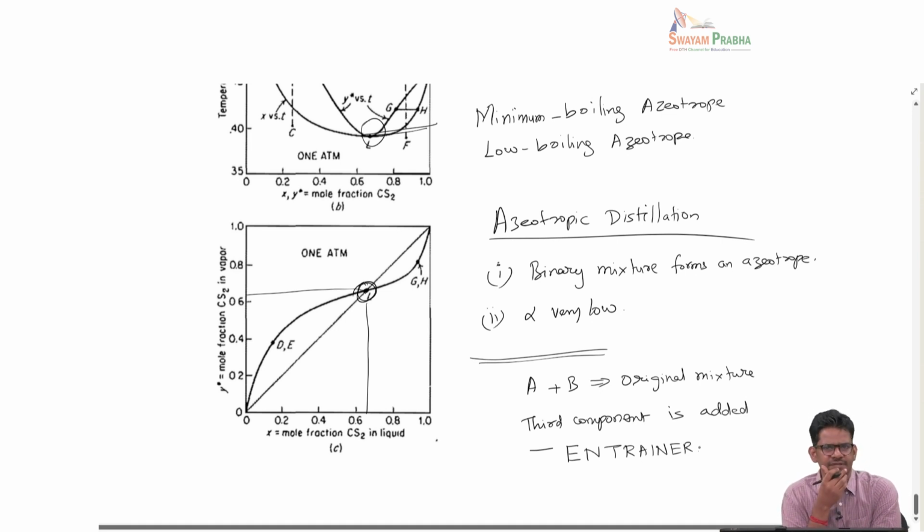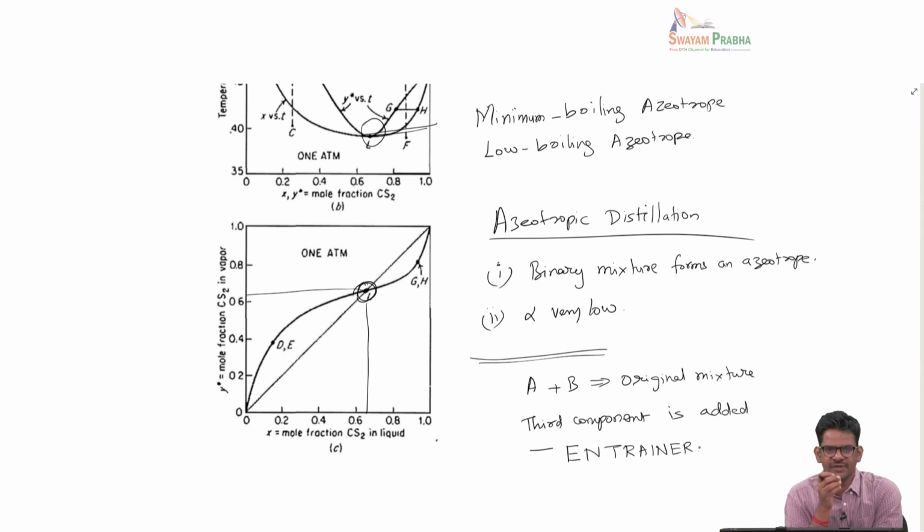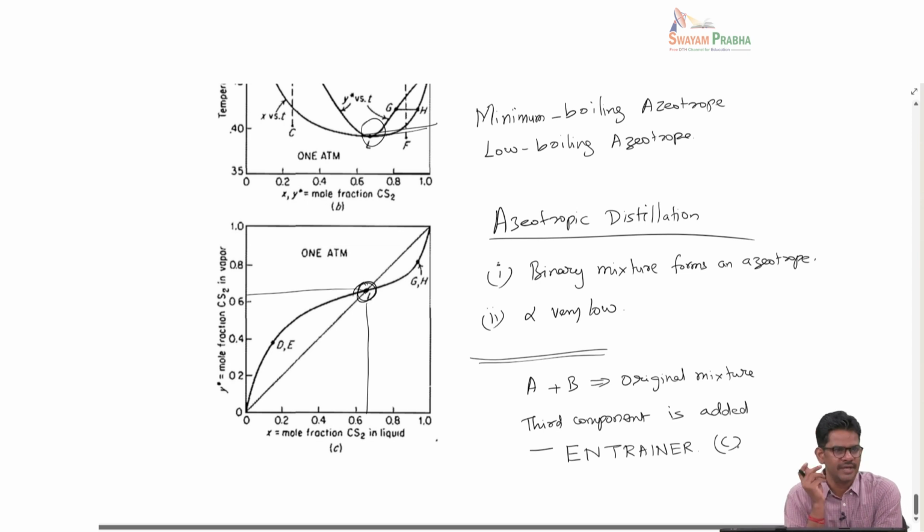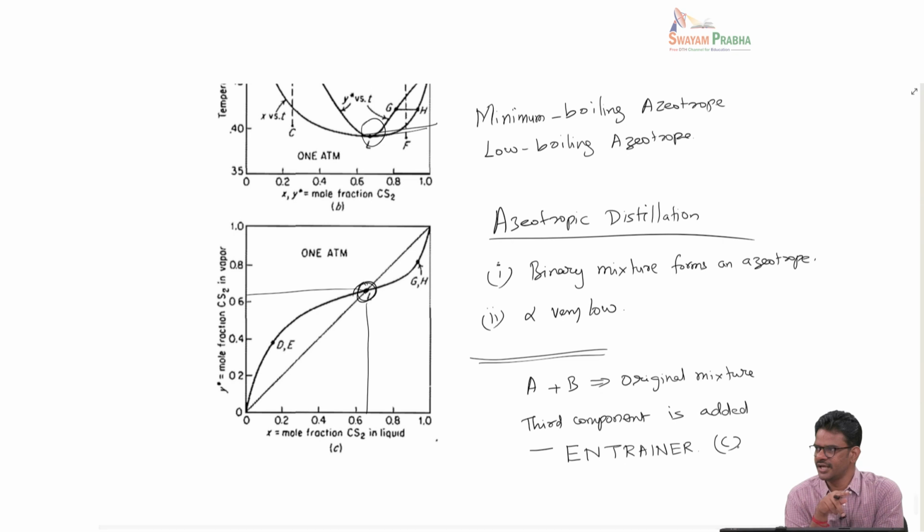So what is the role of this entrainer? What is it supposed to do? The requirement is that whatever we add as a third component, or entrainer, should make a low boiling azeotrope with one of the constituents of the original solution. Which means that if I add the entrainer as component C, this component C should make a low boiling azeotrope with either A or with B.